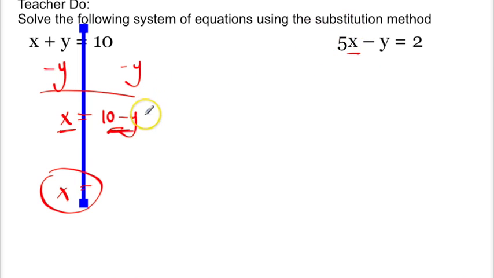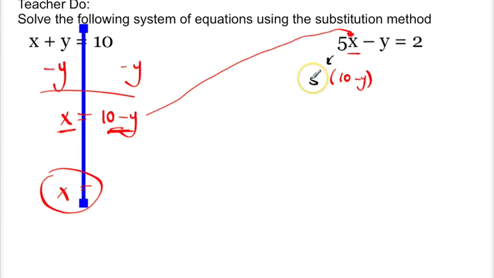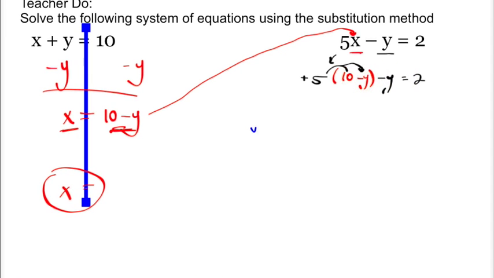Well, obviously, I just said x equals 10 minus y. So instead of this x, I'll write 10 minus y. Now, in this equation, I'll bring all the parts back down: 5, and then I have a minus y equals 2. Now that I brought the rest of the equation down, I'm just going to solve for that single variable.